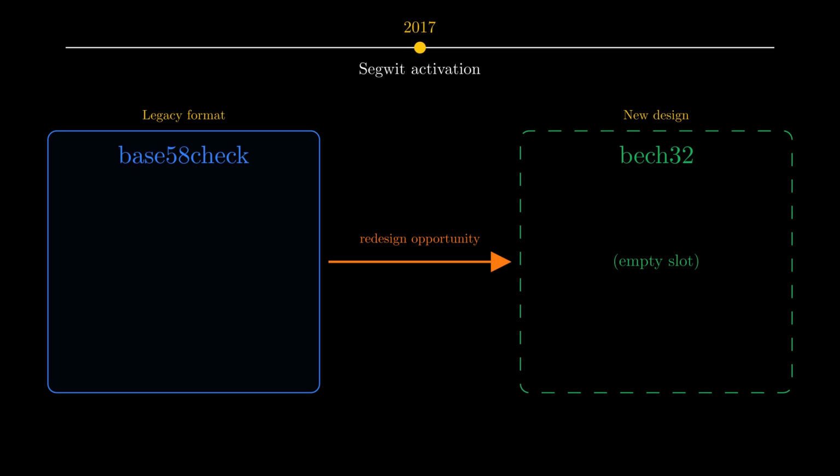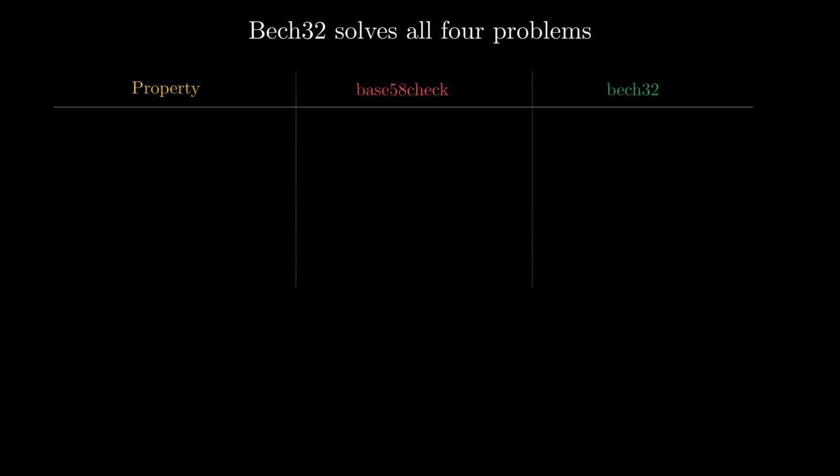The old format, called base58check, had worked for years but carried 4 real problems. Mixed case made addresses hard to read aloud and ambiguous in handwriting. Error detection existed but could not locate mistakes. QR codes were inefficient and the format had no clean upgrade path for future script types. Bech32 solves all 4 problems.